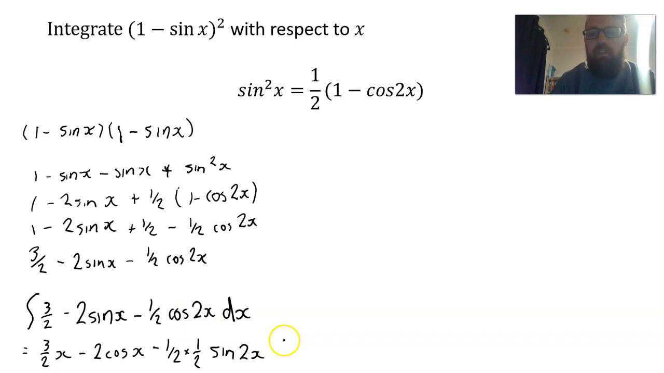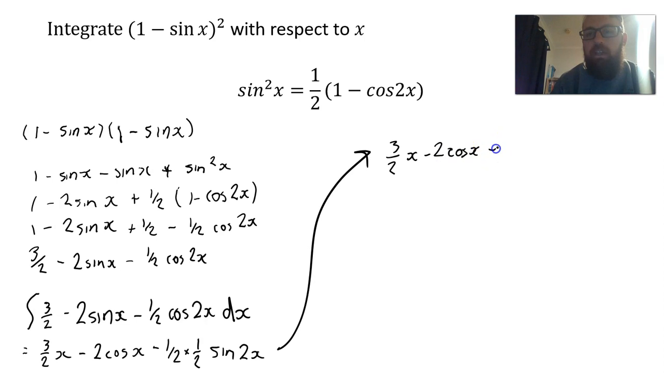All right, if I just clean this up a little bit, I'm left with 3 over 2x, take 2 cosine x, take 1/4 sine 2x, and all of that, don't forget your plus c value. Okay, so that's our first example.